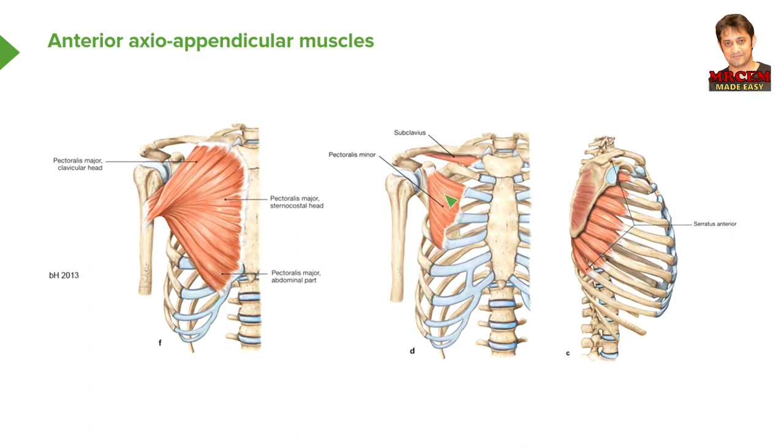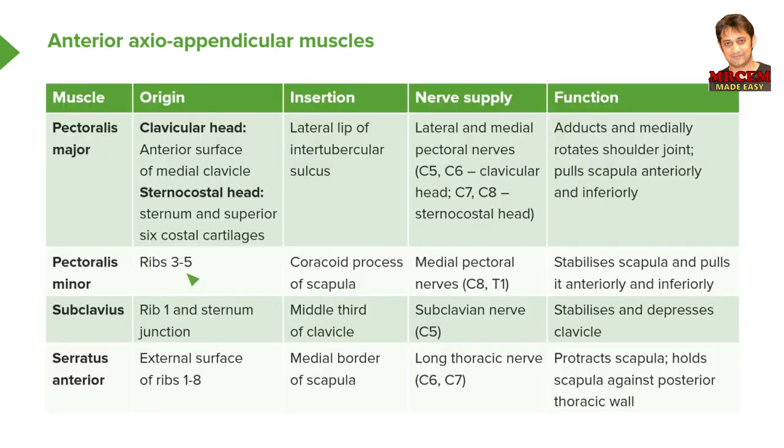Now we've got Pectoralis Minor. We can see Pectoralis Minor, like I said, coming from ribs 3 to 5, passing towards the coracoid process of the scapula. And this is innervated via the medial pectoral nerves. And again, we can see this is coming from C8-T1 spinal cord segment. Pectoralis Minor is important in stabilizing the scapula, so it holds the scapula against the posterior chest wall, and it also pulls it anteriorly and inferiorly, a similar function to Pectoralis Major.